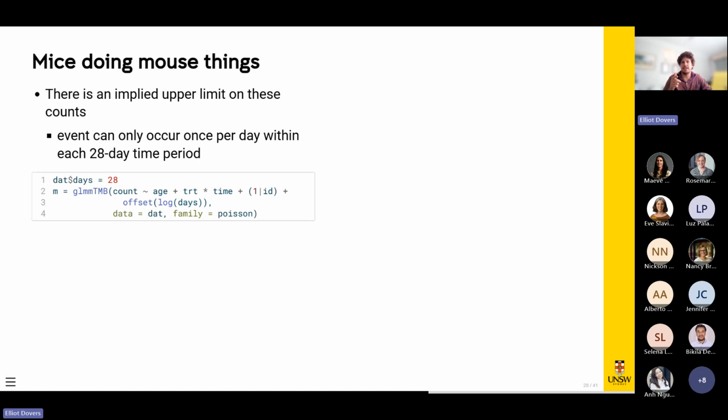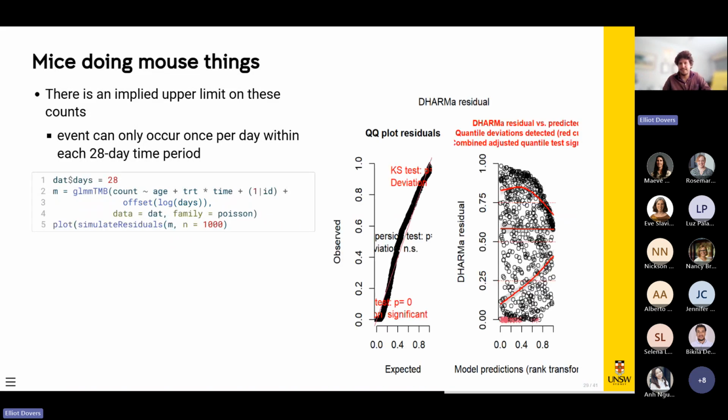There is kind of an implied upper limit that wasn't necessarily there in the data when we first looked at it. But these counts can really only occur once per day within each of the 28-day periods. So yeah, there's this upper limit on the counts. We can add that into the data, just the same for all of them, days equals 28. And we can, again, add it in as our offset like we did last time. Maybe this will help things. No, it doesn't. We're still in a bit of trouble here.